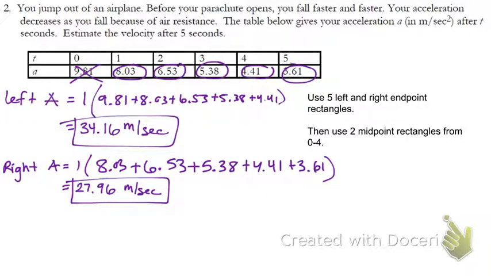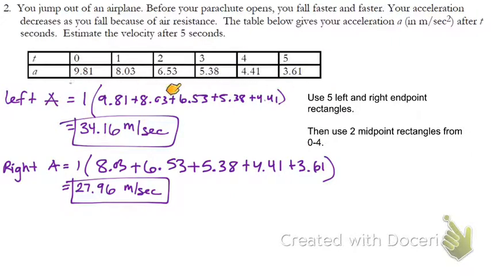So again, the left endpoint rectangles, because these are decreasing numbers, the left one is an over approximation, and the right endpoint rectangles are an under approximation. For the midpoint rectangles, and this one you have to be careful, because you have to look at the middle, and especially from a table. They like to ask this question a lot on the AP test from a table.